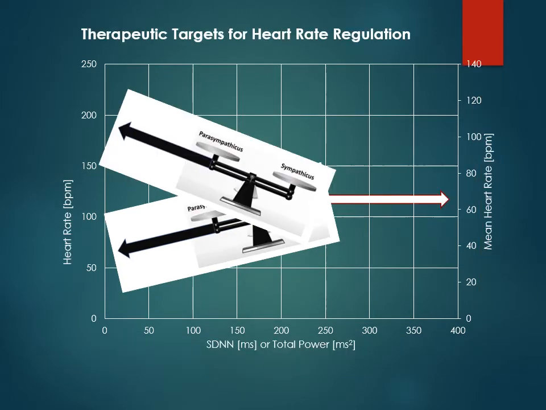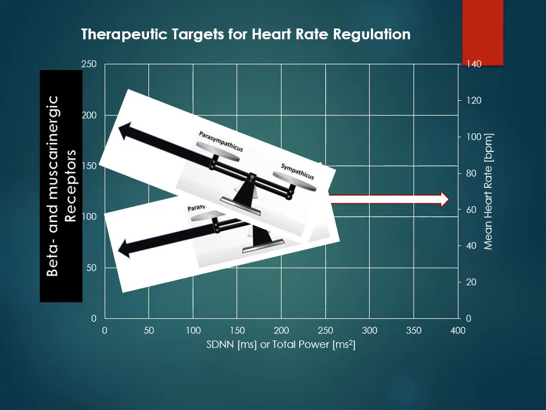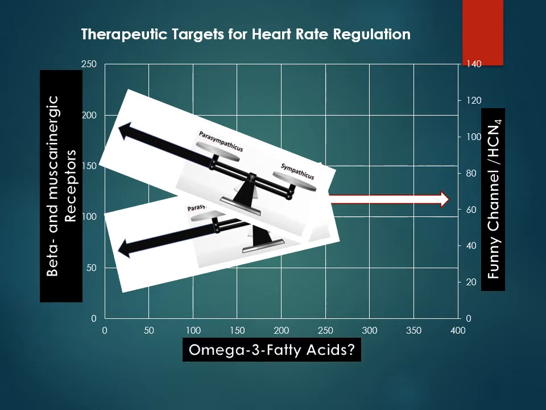With respect to this model, we have further targets to control heart rate. There are indeed the beta and muscarinic receptor, but also the funny channel and probably the possibility to regulate heart rate with omega-3 fatty acids.